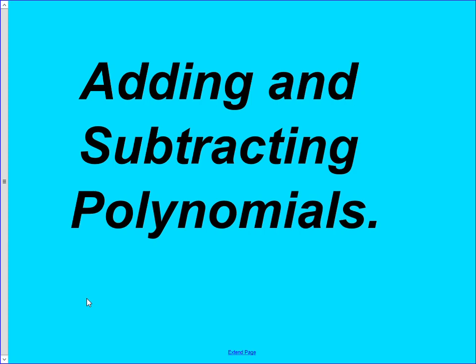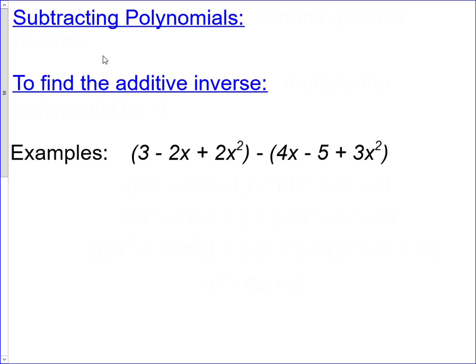In our last video, we covered adding polynomials. In this video, we're going to take a look at subtracting polynomials. The rule for subtracting polynomials simply says to add the additive inverse. To add the additive inverse, we better be sure we know what an additive inverse is.